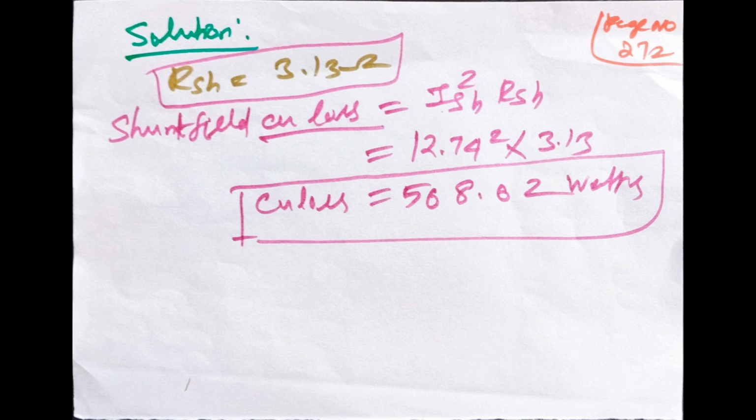Shunt field copper loss formula is equal to ISH square into RSH. 12.74 square into 3.13. Shunt field copper loss is equal to 508.02 watts. That is the answer.